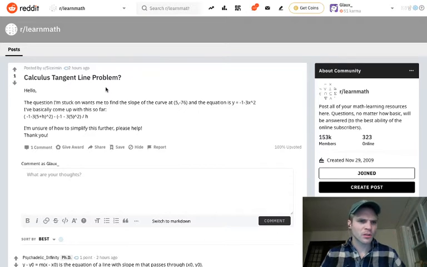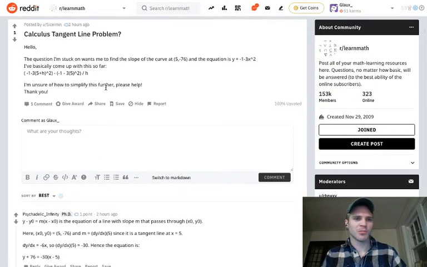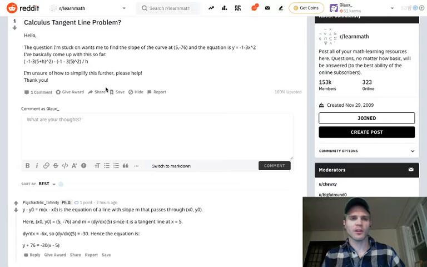Okay, so I'm not going to try to pronounce this name. I think it's unpronounceable, but this is a good question. This user needs to find the slope of the curve at a certain point of some equation that he gives here.